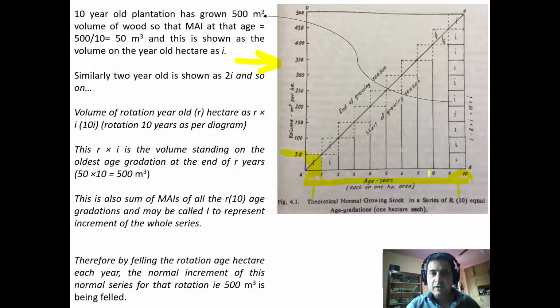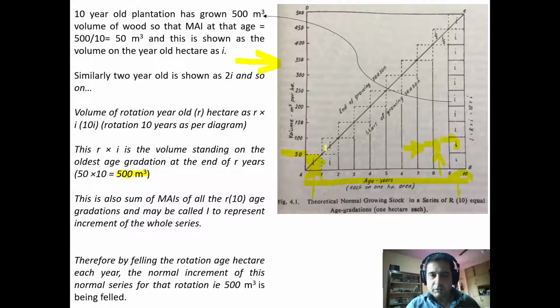You can see here. So when it reaches the 10th year, it becomes 10i, meaning 10 into 50, which is equal to 500. This is going to repeat in the next year because the 9th year plantation is going to move to the 10th year, the 8th to the 9th, the 7th to the 8th, and the sequence continues like this. So we are going to get yield or increment from this forest in perpetuity if we plant just after harvesting the particular age class.